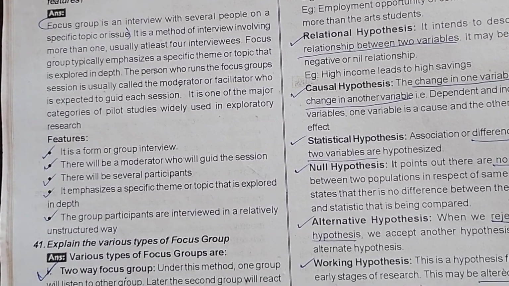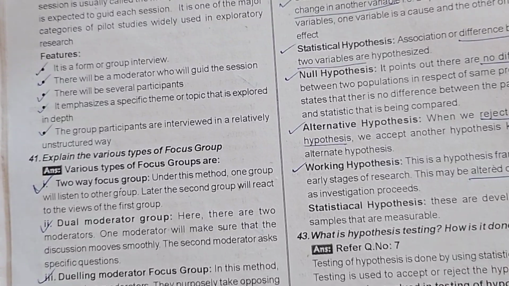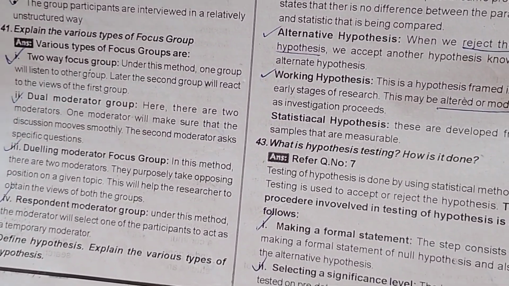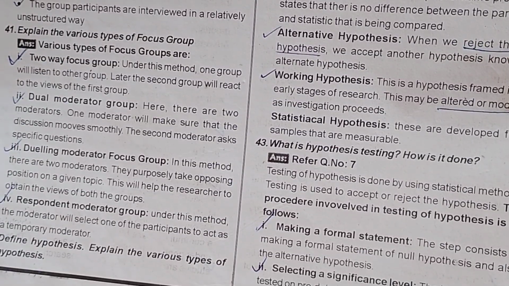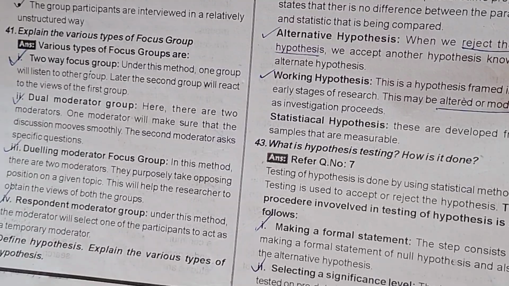Next question. Explain the various types of focus group. First type, two-way focus group. Second, dual moderator group. Third, dueling moderator focus group. Fourth, respondent moderator group.